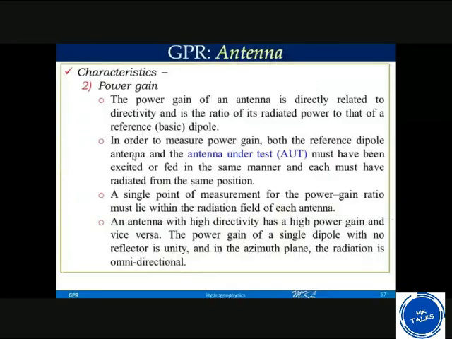Now another characteristic of the antenna is called power gain. The power gain of an antenna is directly related to the directivity and is the ratio of the radiated power to that of a reference dipole. A term introduced here is antenna under test. When you are manufacturing an antenna, in order to measure the power gain, the reference dipole should be excited or fed in the same manner, and each must radiate from the same position.